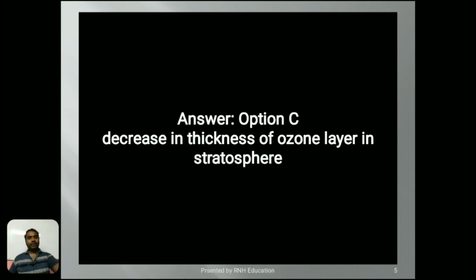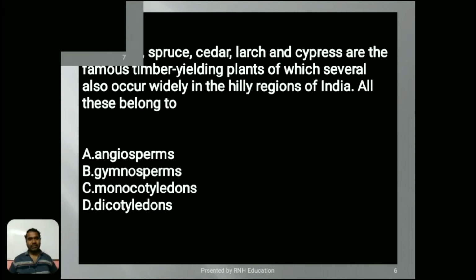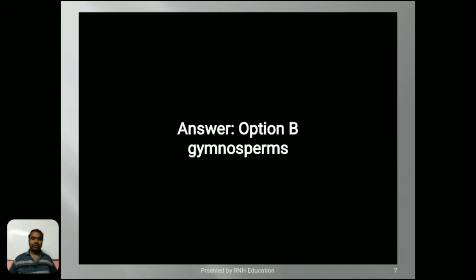Okay, now the next one, that is question number 3. Pine, fir, spruce, cedar, larch, and cypress are the famous timber yielding plants, of which several also occur widely in the hilly regions of India. All these belong to. Options are A. Angiosperms, B. Gymnosperms, C. Monocotyledons, and D. Dicotyledons. Now see the answer. The answer is option B, that is gymnosperms.